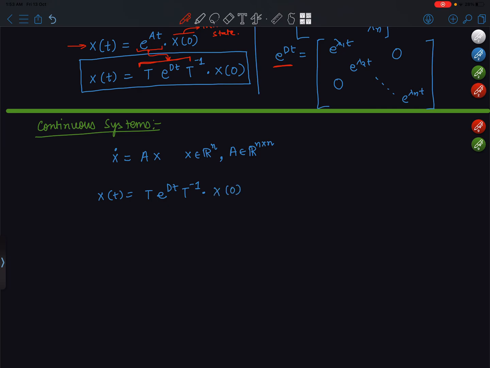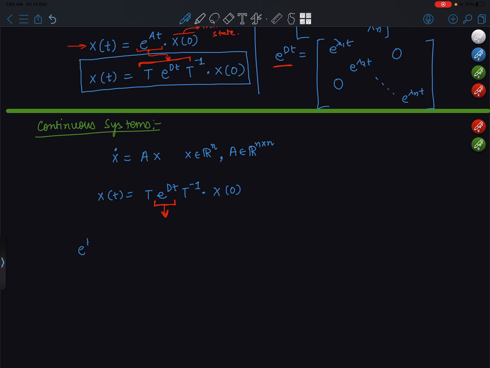Now if you look here, the only term that is dependent upon time is e to the power Dt. The rest of the terms are constant. So as time increases, this is the only term that changes, and it is on this term that the stability of the system depends. So we'll look at e to the power Dt.